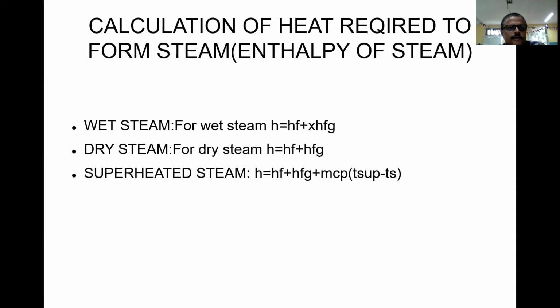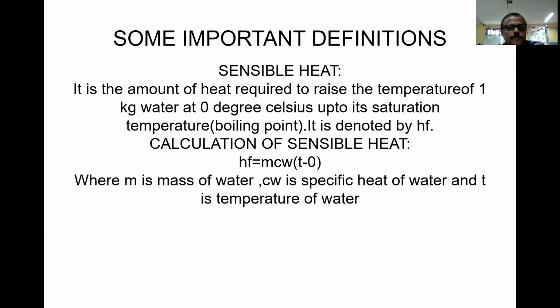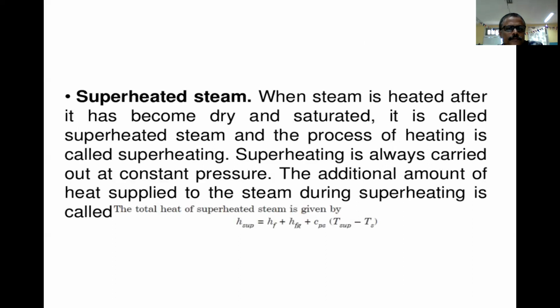Then you should also calculate latent heat. Latent heat cannot be calculated. It is obtained directly from the steam tables. From the steam tables, you can find the latent heat, that is hfg. Then you can calculate the heat required to convert to superheated steam. For that, we have this equation.